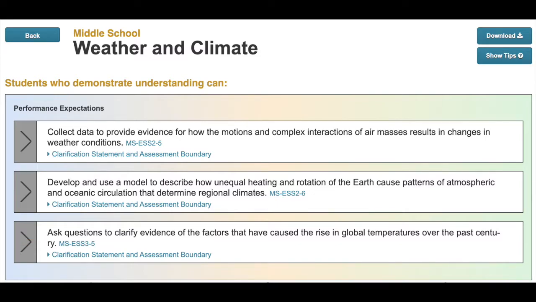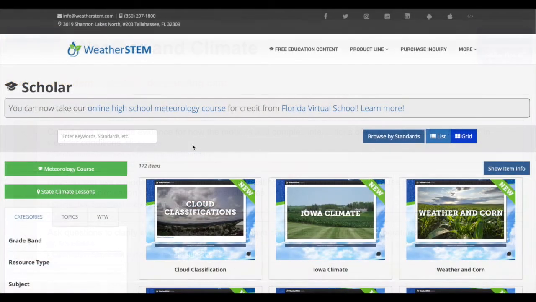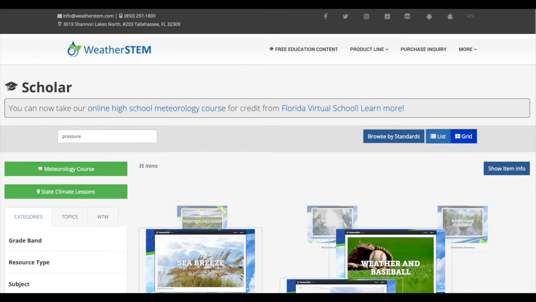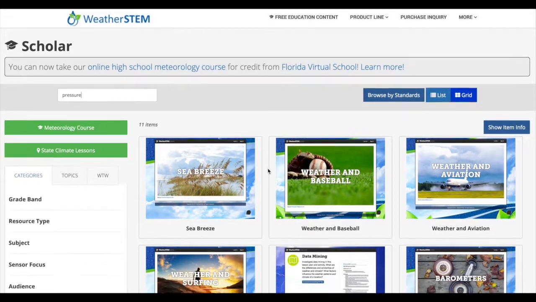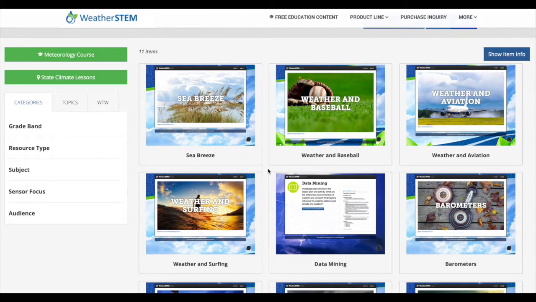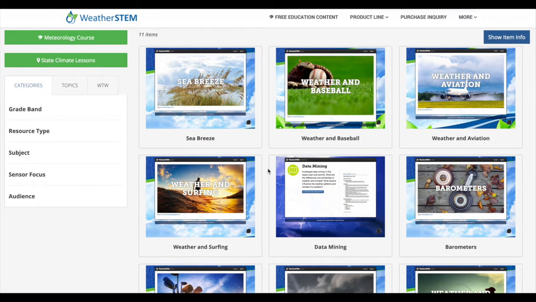For the purpose of this example, we are going to explore the first topic, which discusses the interaction of air masses. Air masses flow from regions of high pressure to low pressure, causing weather at a fixed location to change over time. Using the keyword search, we can identify the educational resources that contain content related to atmospheric pressure.